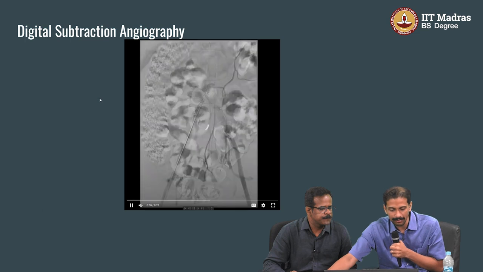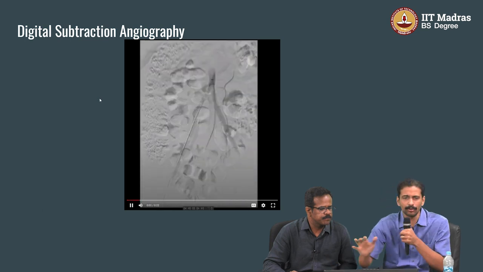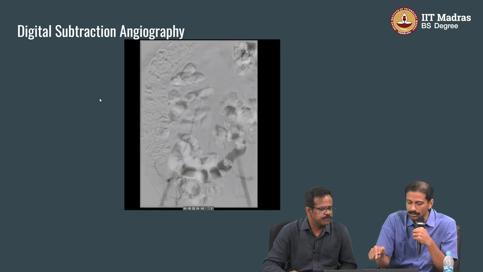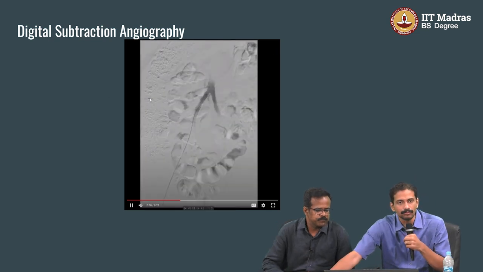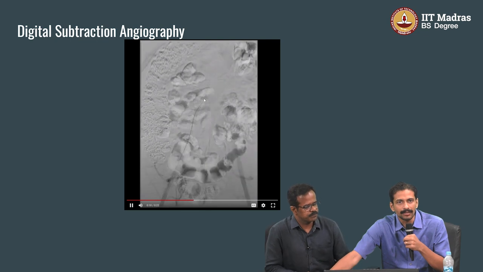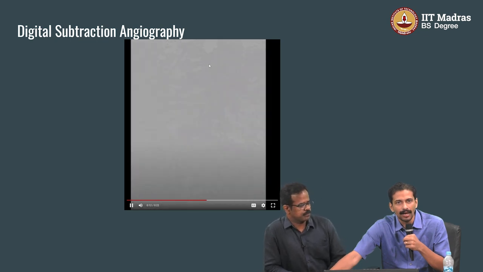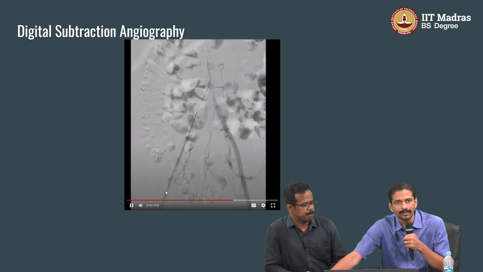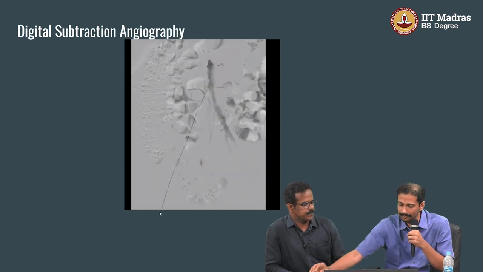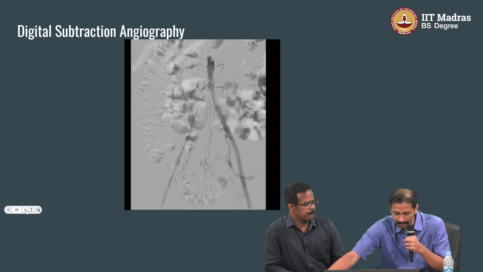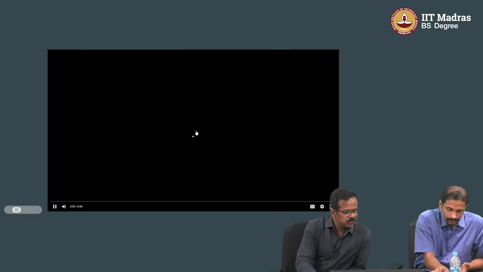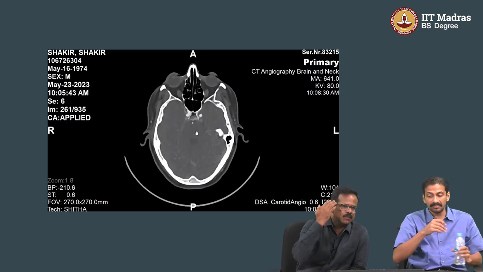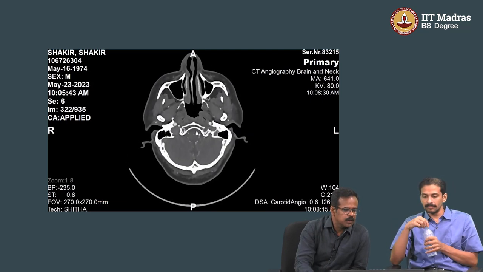Subtraction angiography: you suppress the background totally and you just look at those vessels. This is also a kind of movie. You inject contrast into the blood vessel and it spreads over the body, right? So this is DSA. I'll not stress much upon this. He just showed the body angiography vessels. This is for the vessels supplying the brain.